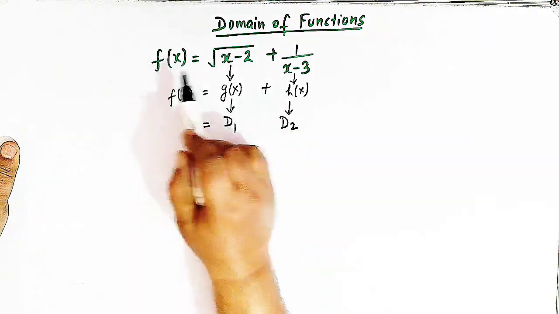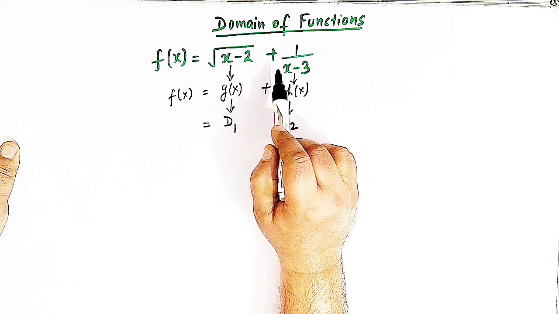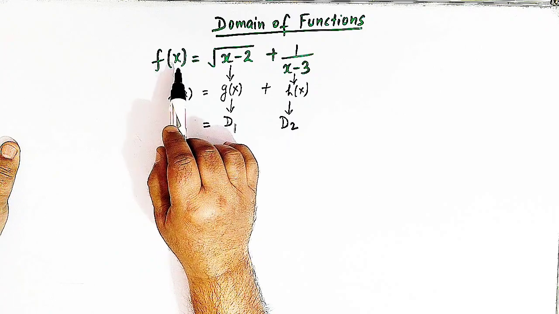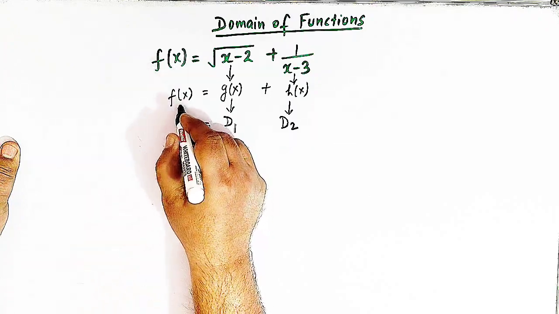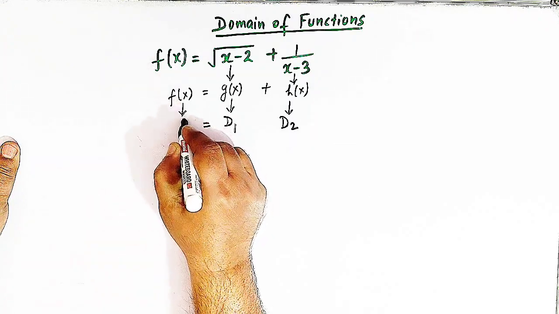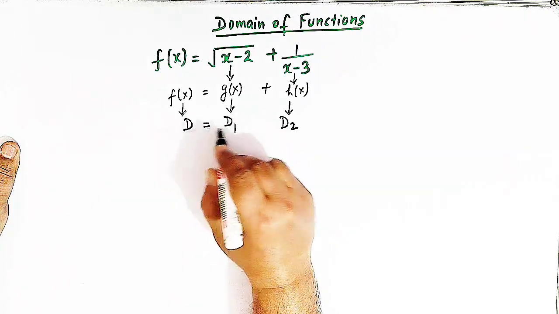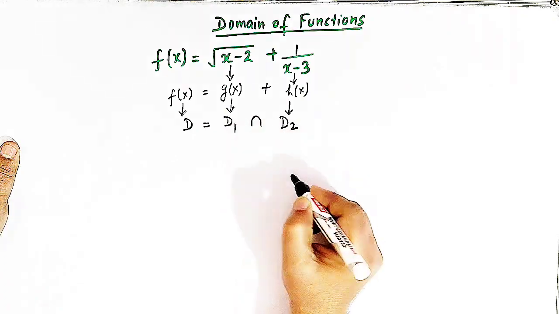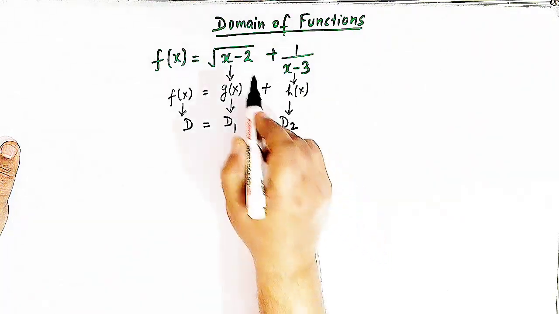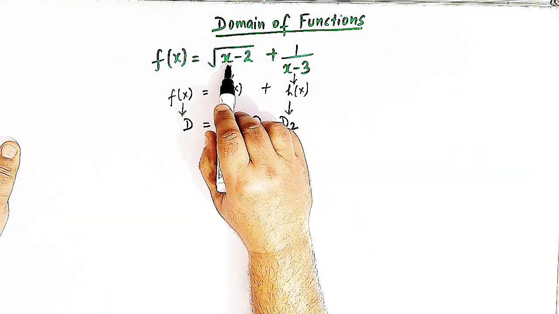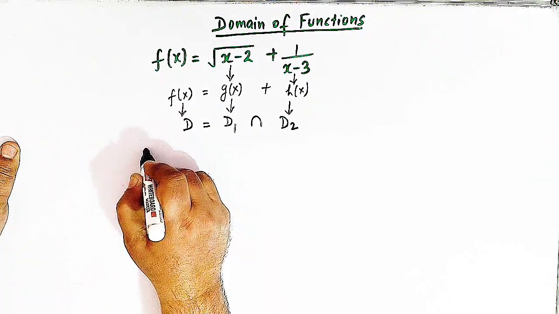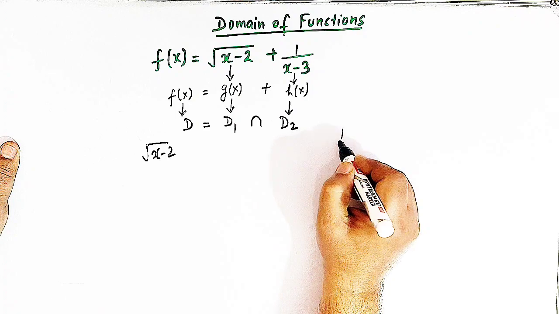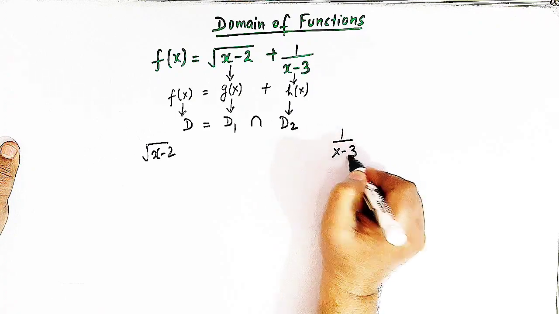this function f of x, and those common values of x are known as the domain of this function f of x, right? So let us call the domain of f of x as d. So d can be written as d1 intersection d2. So let us first individually find out the domain of the functions square root of x minus 2 and 1 over x minus 3.